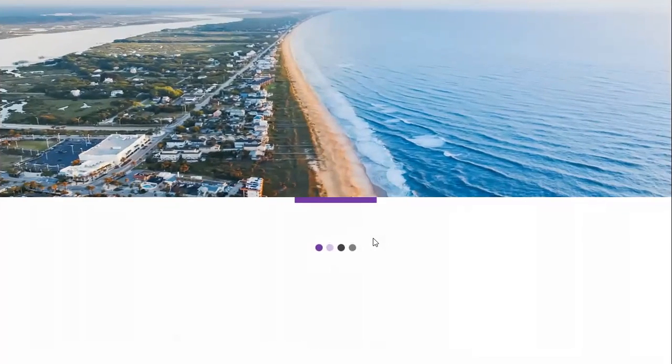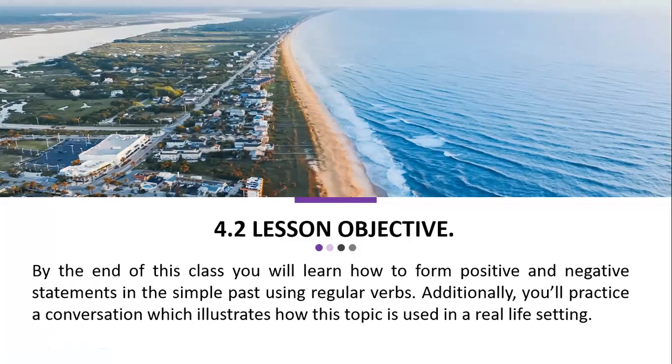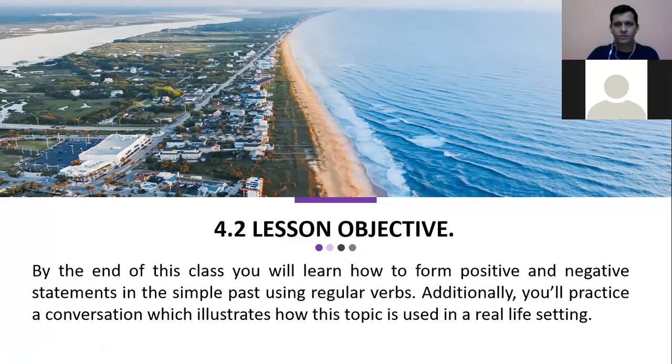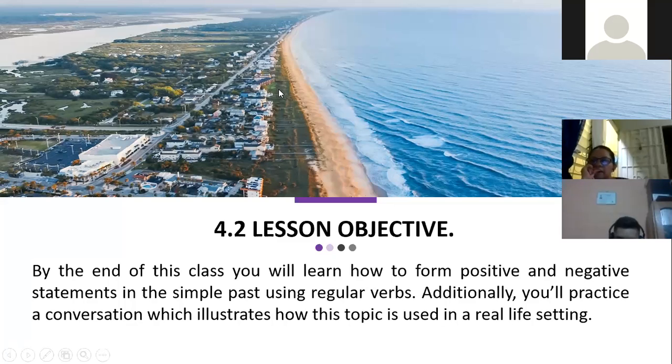So now, the second part, let me see. Let's read the objective. Please, Luis Carranza, can you help me, Luis? Read the objective. Okay, teacher. Lesson objectives. By the end of this class, you will learn how to form positive and negative statements in the simple past using regular verbs. Additionally, you'll practice a conversation which illustrates how this topic is used in a real life setting. Okay, thank you very much.